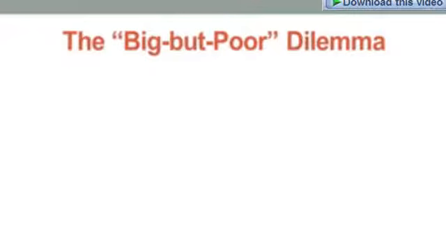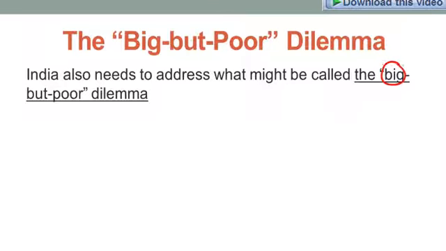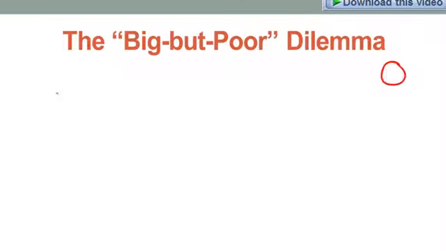Now comes the big but poor dilemma. A very, very important part of the Economic Survey. What it means is that India is a big country now, but India is also a poor country. Now, how do we reconcile that? As a poor country, India deserves support. But as a big country, India has to open up its market. We can't just keep demanding things. So as a poor country, India has a right to demand. But as a big country, India also has to give some concessions. So both have to happen.